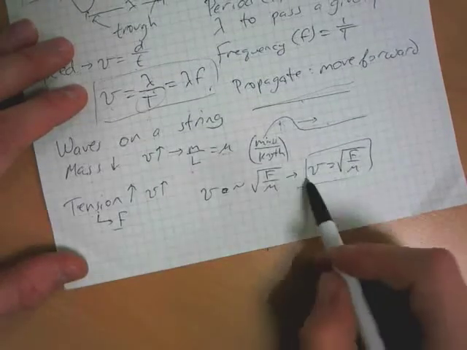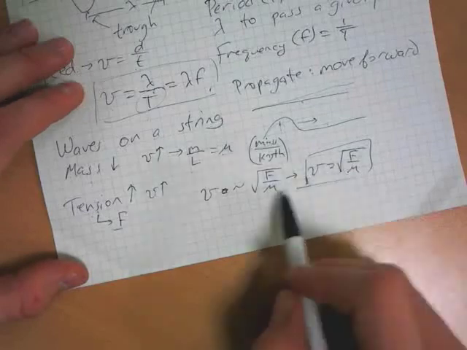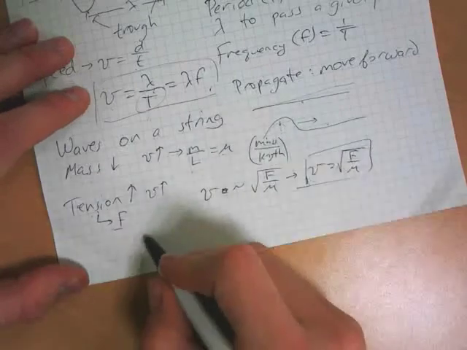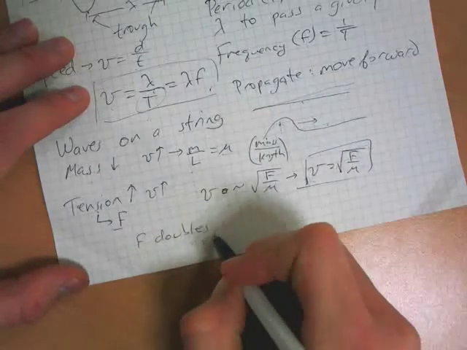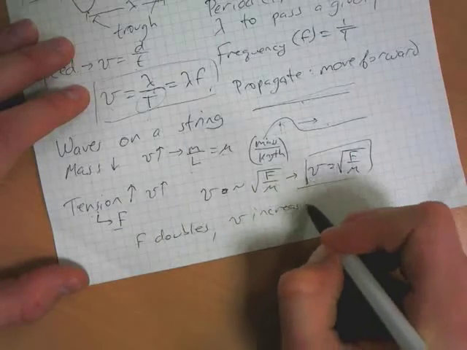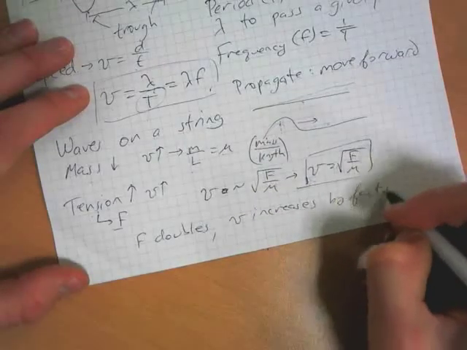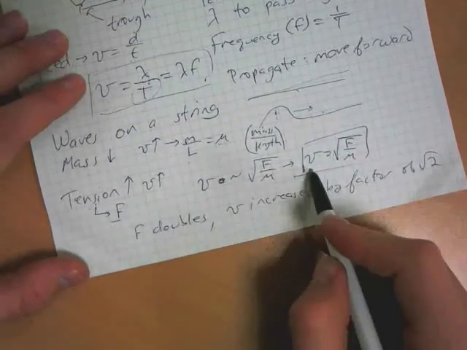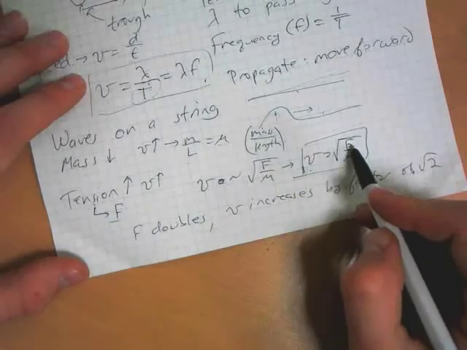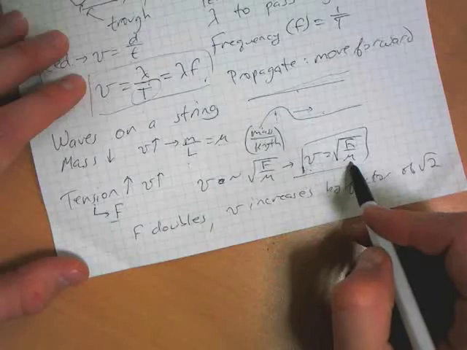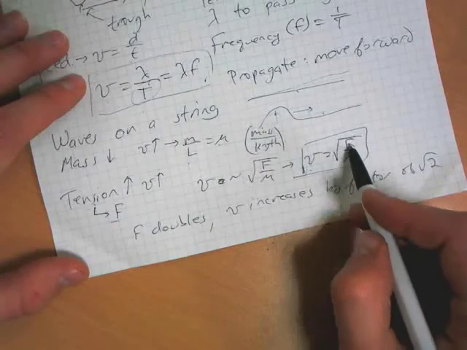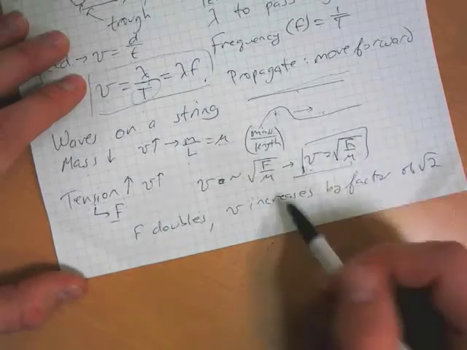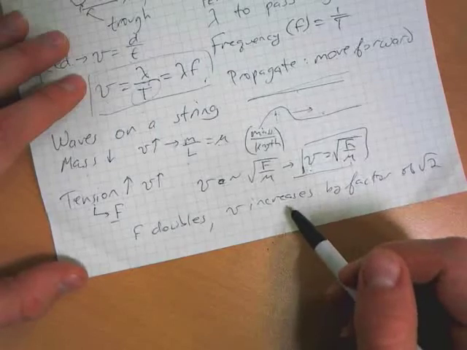I like to ask you concept questions related to our equations. Just keep in mind that the square root is here. So for example, if F doubles, then V doesn't double, but it increases by a factor of root 2 because the F is square rooted. If you want to double V, you'd have to quadruple the tension, or cut the mass per unit length by a fourth, or double the tension and cut the mass per unit length in half. So keep in mind that square root is there when we're talking about those ratios.